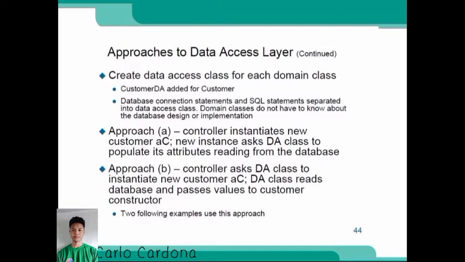In the second approach, the controller asks the data access class to instantiate the new customer. So here it is reversed: the data access class creates the customer object, and it also passes the values to the customer constructor.